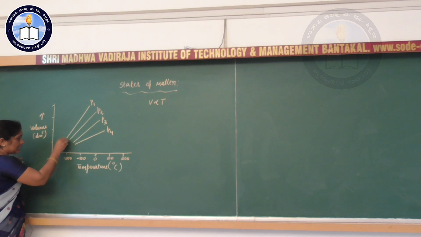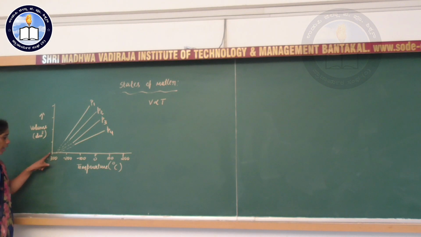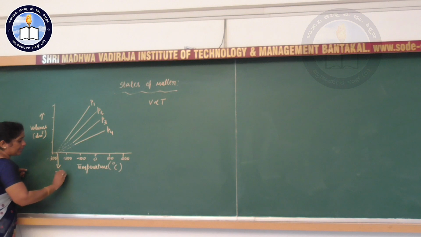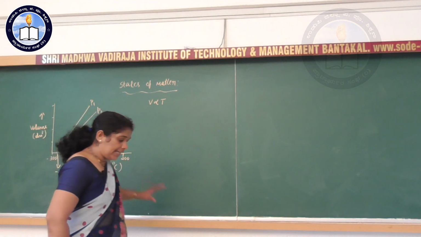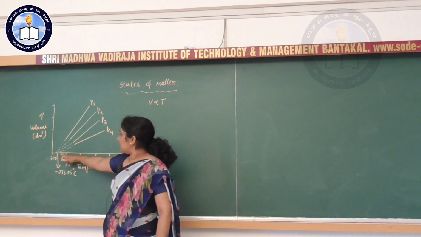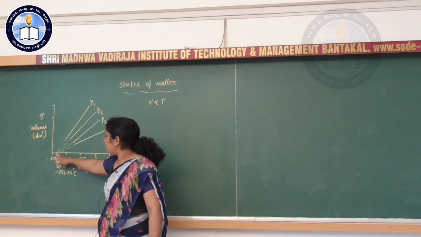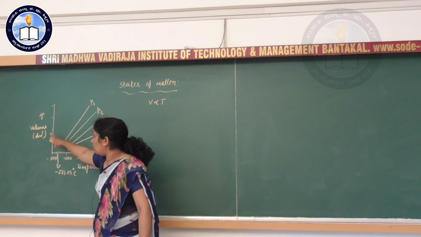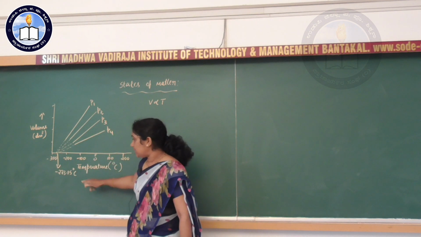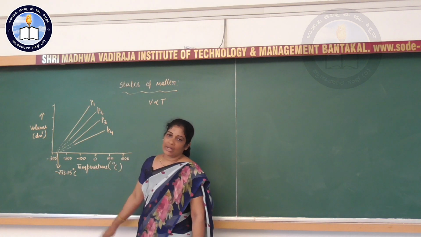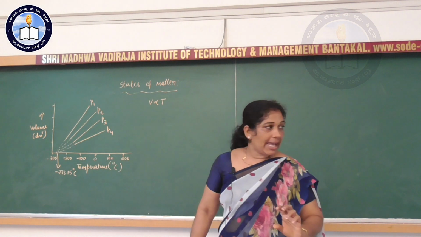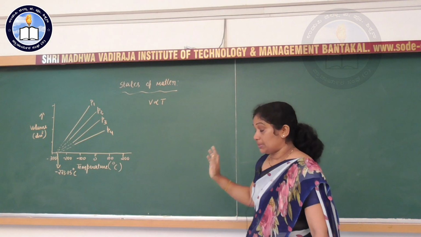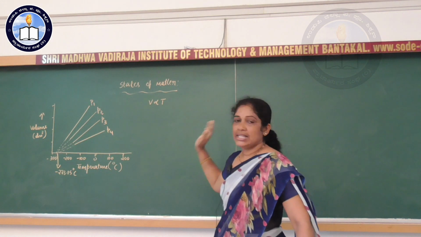By extending these lines, all these lines meet at one point, that is 0 volume, but the temperature is minus 273.15 degrees Celsius. From this, we can say that by extending these straight lines, all of them cross the x-axis at one point where volume should be 0, and that point is nothing but the temperature minus 273.15 degrees Celsius. So from this also it is confirmed that the volume occupied by any gas at minus 273.15 degrees Celsius is 0.